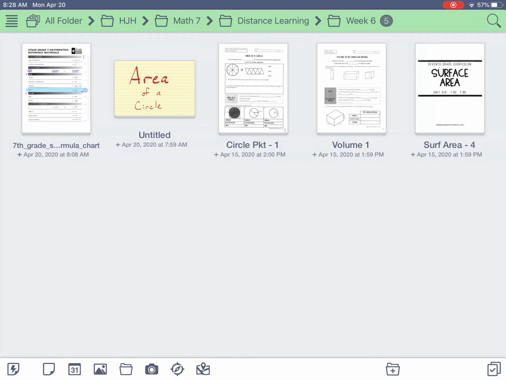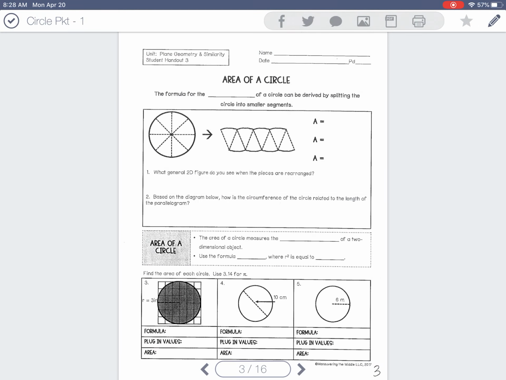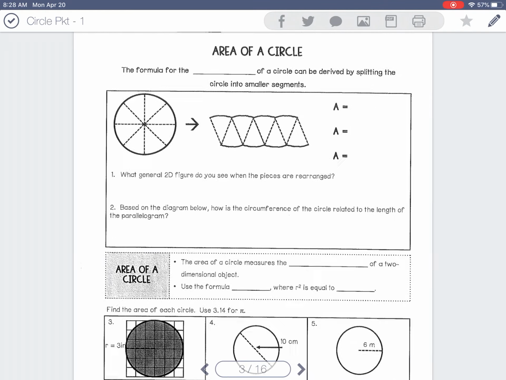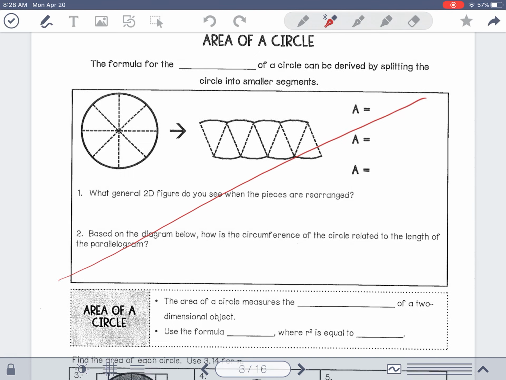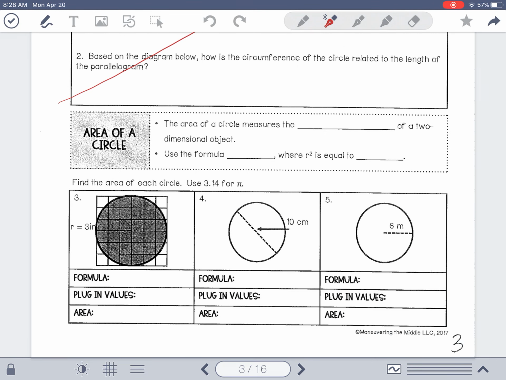Let's go ahead and hit the area of a circle. Okay, so what we did in class is that we skipped this entire piece. I don't really care for how this is broken down. That's okay. So we're going to come on down and look at the bottom.